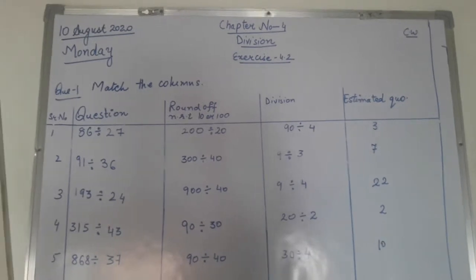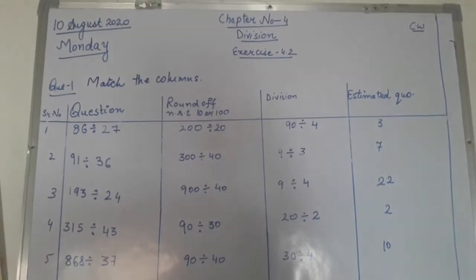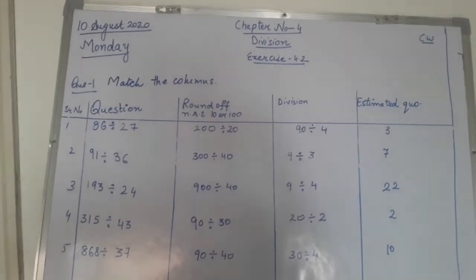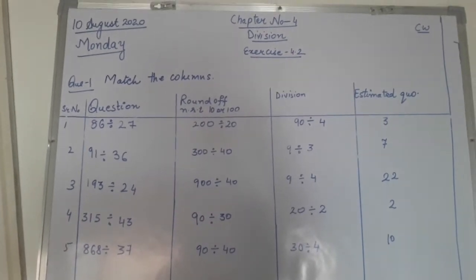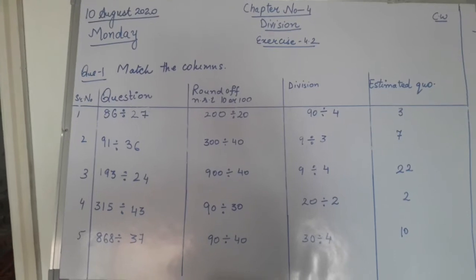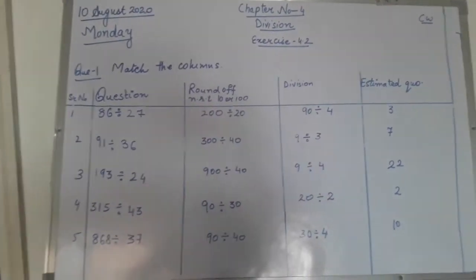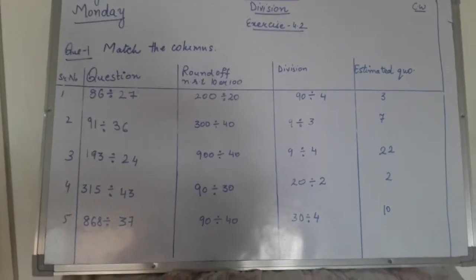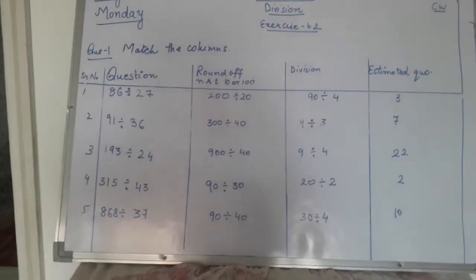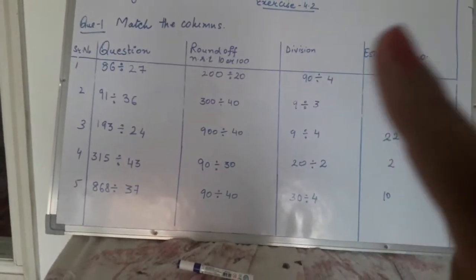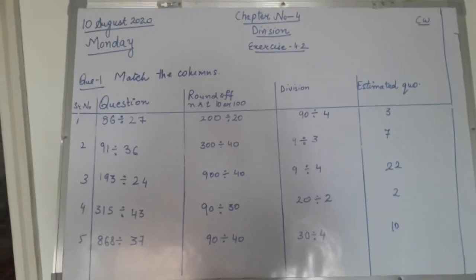Now today we will continue with Chapter 4, Division, Exercise 4.2, and I hope till Exercise 4.1 everyone has completed their work. In this exercise, the first question is that we have to match the columns. In the columns, the questions are given to you, and different values of these questions nearest to 10 and nearest to 100 after rounding off are given to you, and the division is given, and then its estimated quotient, QUO means quotient, is given to you.